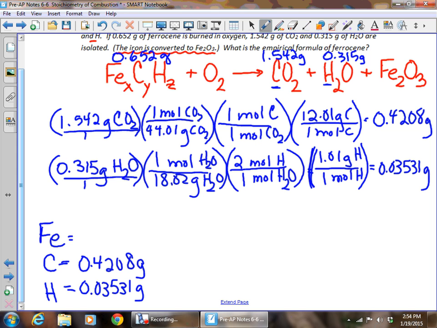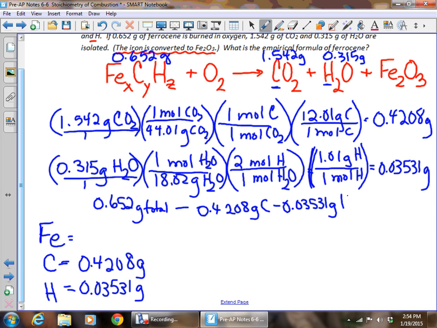And how do we find iron? By subtracting. We're going to take the 0.652 grams total minus the 0.4208 grams of carbon minus the 0.03531 grams of hydrogen, and we get 0.1959 grams of iron. We've got our carbon, our hydrogen, and our iron now. So 0.1959 grams of iron.